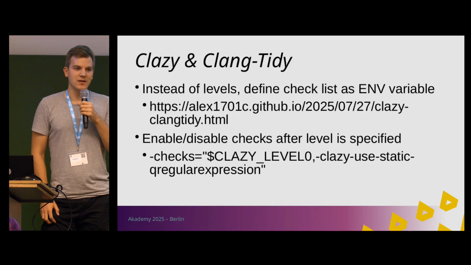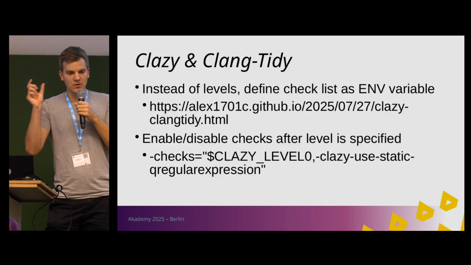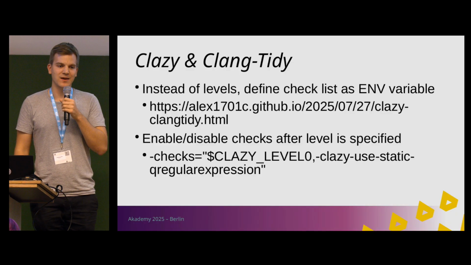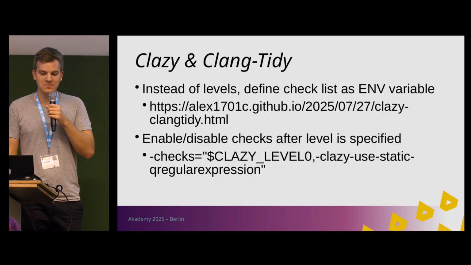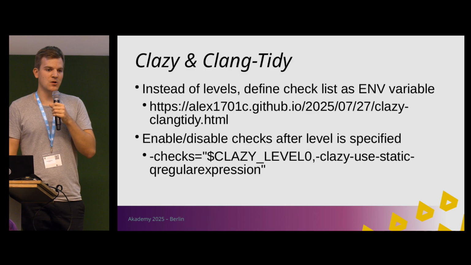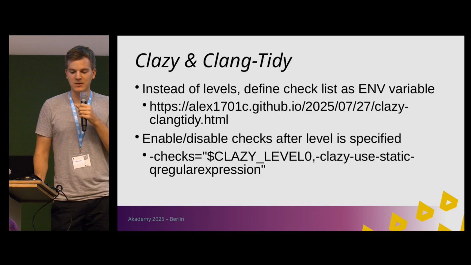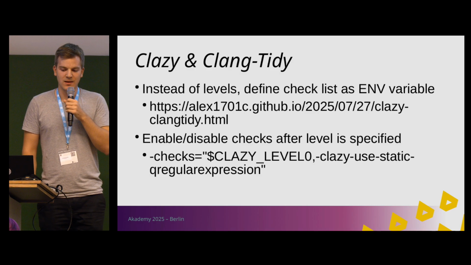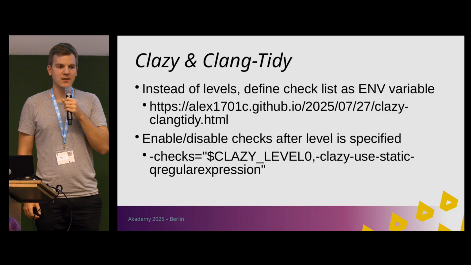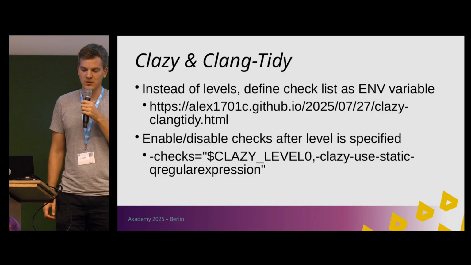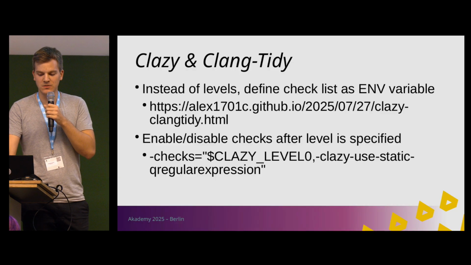Because we can't have any levels like level 1 or level 0, you can define some helper environment variables. I've listed them on my blog also, so you can check this out later if you want. And then you can define a helper which contains all of the checks from level 0 or level 1. And you can disable checks using the minus flag.